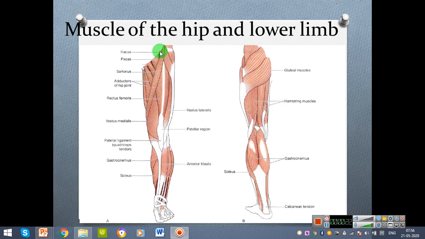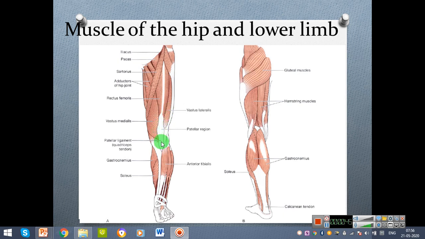This is the iliacus muscle. This is the psoas muscle, sartorius muscle. Adductors of the hip joint, rectus femoris, vastus lateralis, vastus medius. This muscle is very important in giving IM injection.